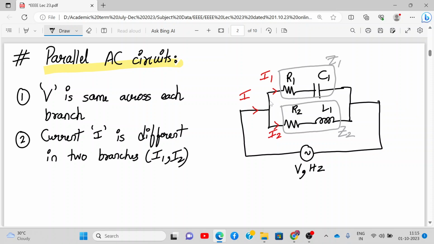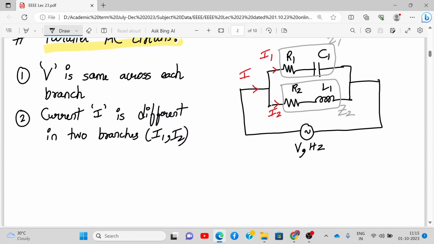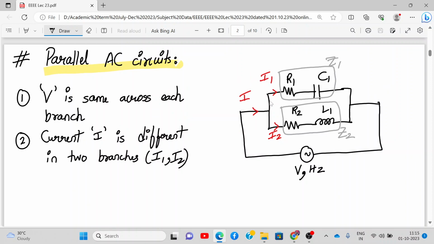So where do we use parallel circuits? Parallel AC circuits are more often used in practice, as all the lighting and power circuits and loads are connected in parallel, mostly in residential units. Now there are three methods of solving parallel AC circuits.